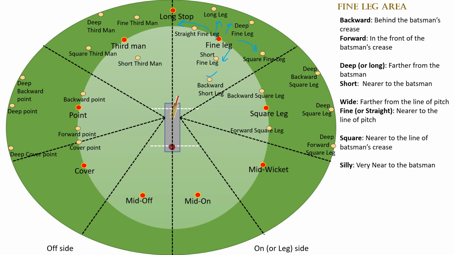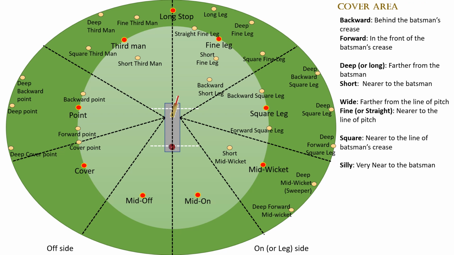Now let's consider the mid-wicket area, which is on the on side, and it has some important positions. One is the short mid-wicket, towards the field or towards the pitch, and the deep mid-wicket, which is towards the boundary. And then we have the deep forward mid-wicket position, which is here.